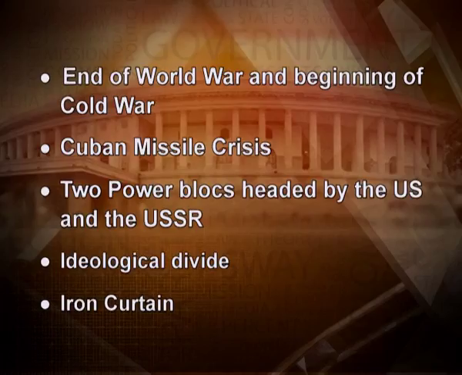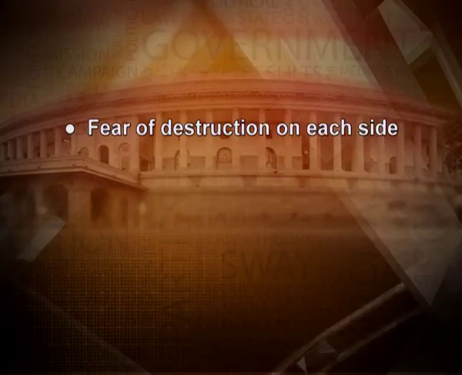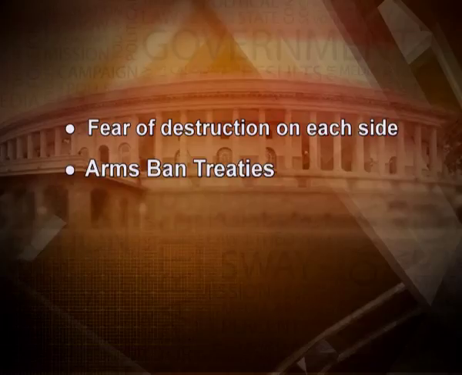This ideological divide led to the formation of the Berlin Wall and the Iron Curtain, the division of Europe into Eastern and Western Bloc. We also discussed the fear of destruction in the minds of the US and the USSR and the logic of deterrence that prevented the Cold War from turning into a hot war. We also discussed certain arms ban treaties and agreements signed between these two, like LTBT, START 1, START 2, SALT 1, SALT 2 and NPT.